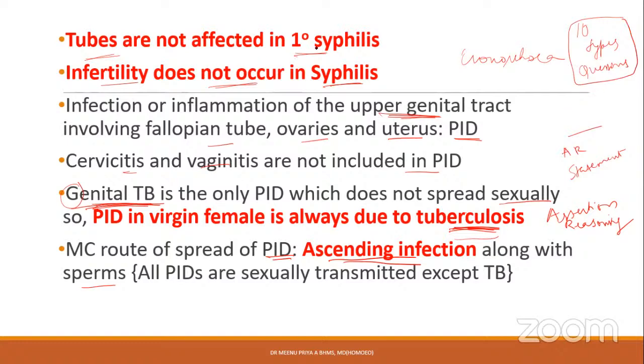You see, tubes are not affected in primary syphilis. This is a very good chance for a fill in the blanks kind of question, that means a direct question. But here, PID in virgin female is always due to tuberculosis. Why? Because it does not spread sexually. So this is the assertion, and this is the reason. So you have to make sure you form questions this way. And then, most common route of spread of PID is ascending infection except TB.